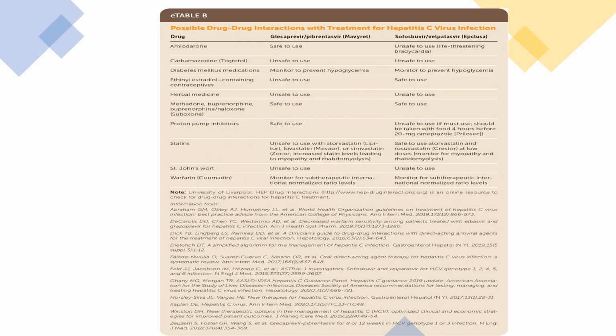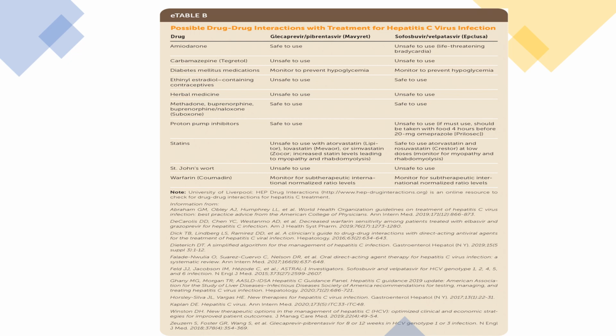You also have to look out for possible drug-drug interaction while treating patients with hepatitis C virus. Medications like amiodarone are not safe to use when you are treating a patient with Eclusa. Carbamazepine is not safe to use for both simplified regimens. With diabetic medications, when a patient is taking any diabetic medication, you have to monitor the patient for hypoglycemia. Herbal medicines, no, you don't use them. They are not advised to be used whenever you're taking these simplified regimens.